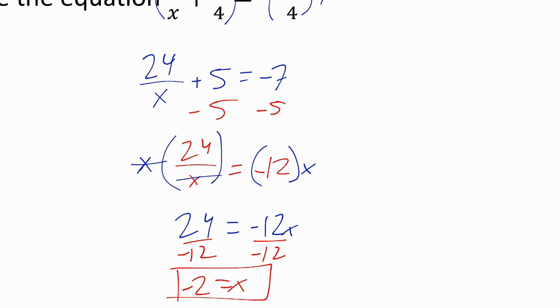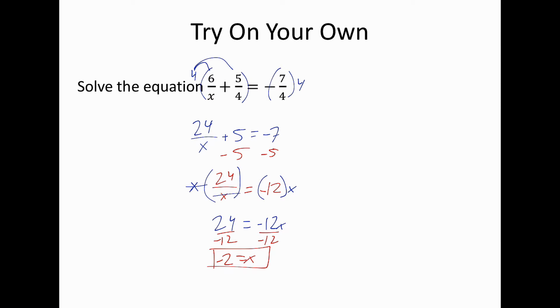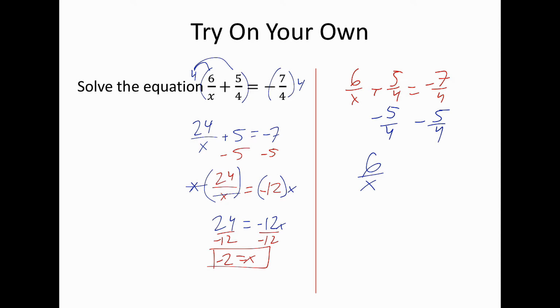Now, something else you might have noticed you could have done at the beginning. I'm going to redo this problem in a slightly different approach. We had 6 over x plus 5 over 4 equals negative 7 over 4. You may have noticed the 5 over 4 and the negative 7 over 4 had a common denominator. So I'm going to subtract 5 fourths from both sides. And we got 6 over x, and then negative 7 fourths minus 5 fourths is negative 12 over 4.